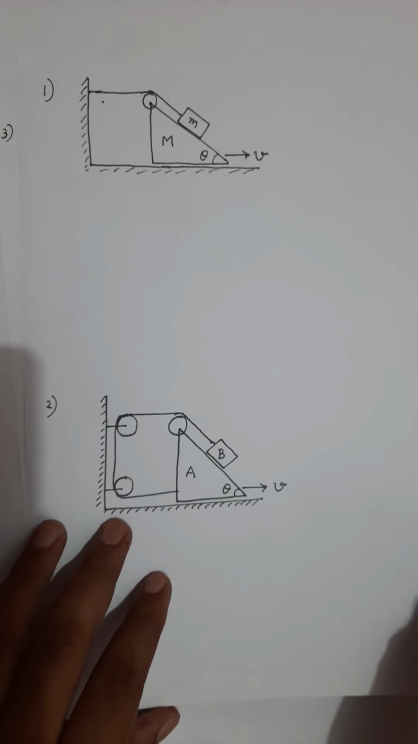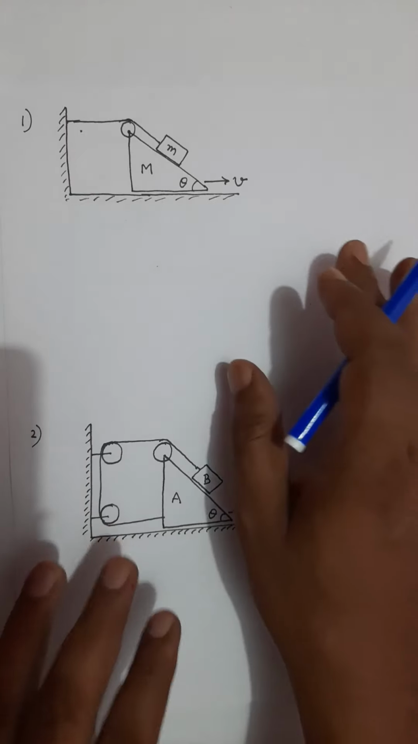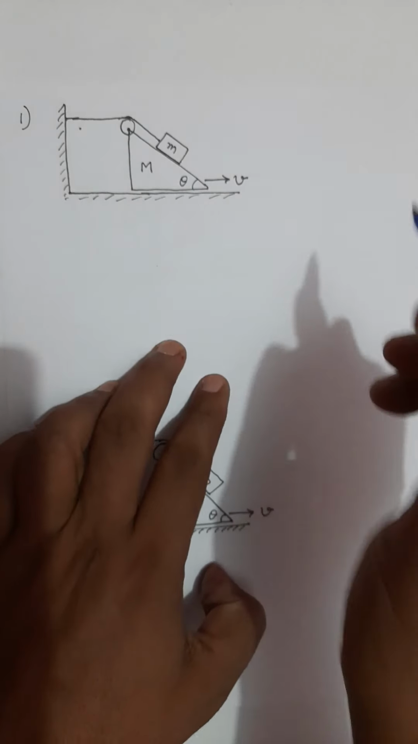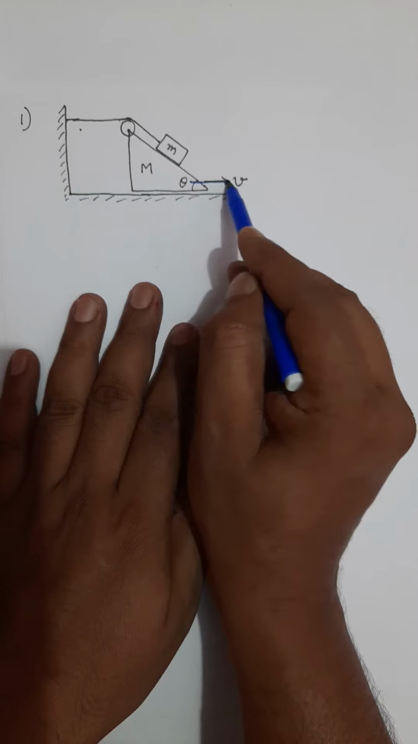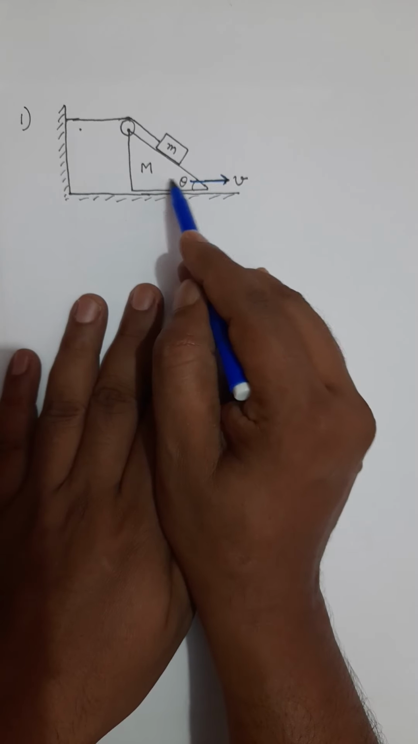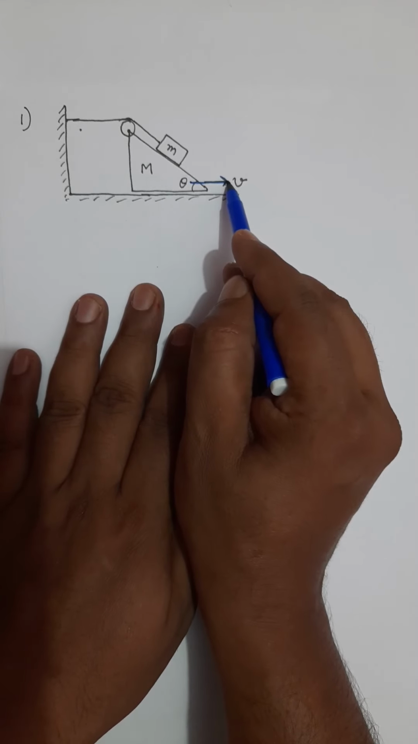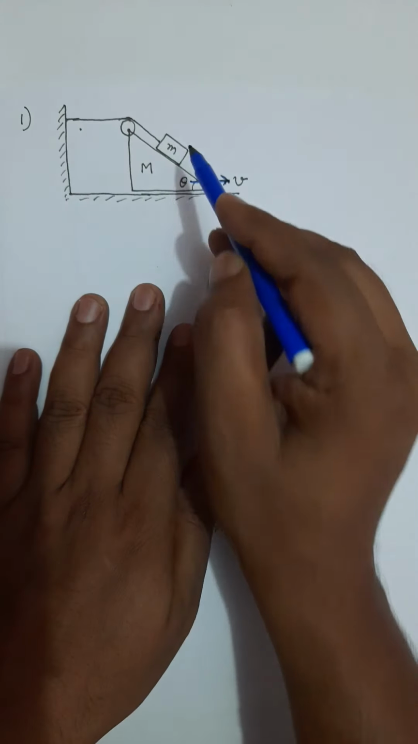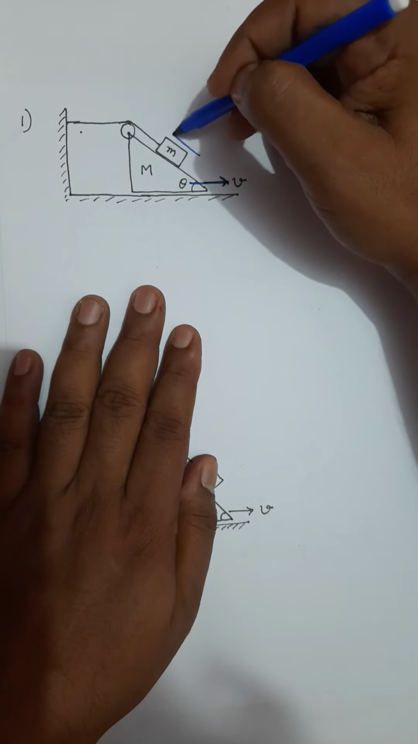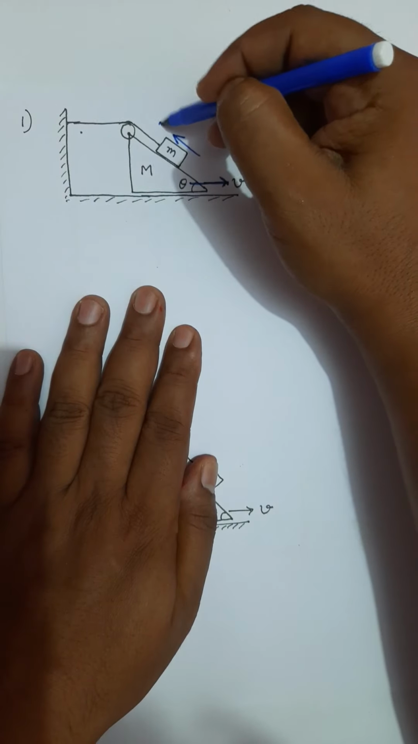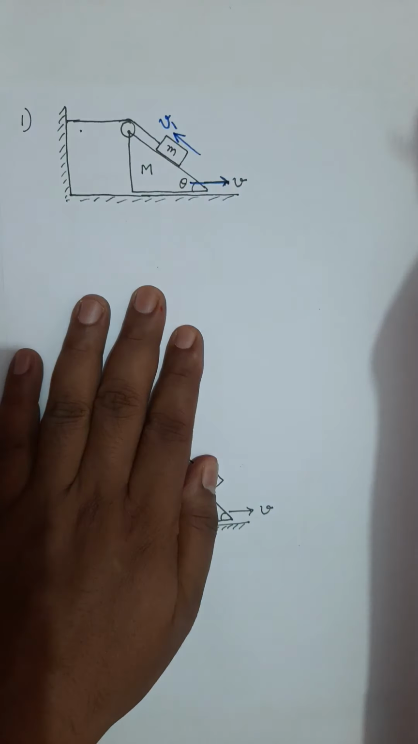So here is my first example. Let's say this wedge is going forward with velocity v. This wedge is moving forward with velocity v, and this mass M is sliding upward, let's say with velocity v1.